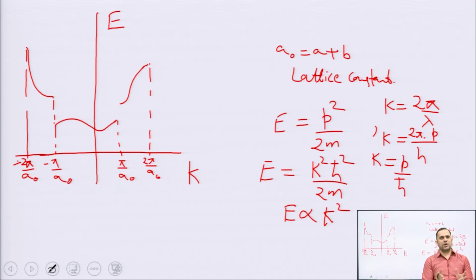And the energy is going to have a parabolic behavior with respect to k, which is a measure of momentum. So, every energy band diagram which we see is nothing but a graph between energy and k, or energy and momentum. So, inside these bands we can say that electrons are moving with a certain momentum.